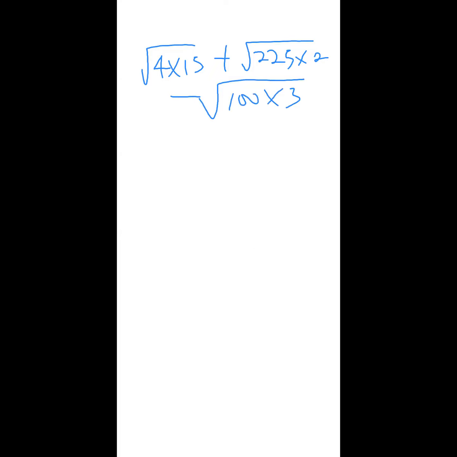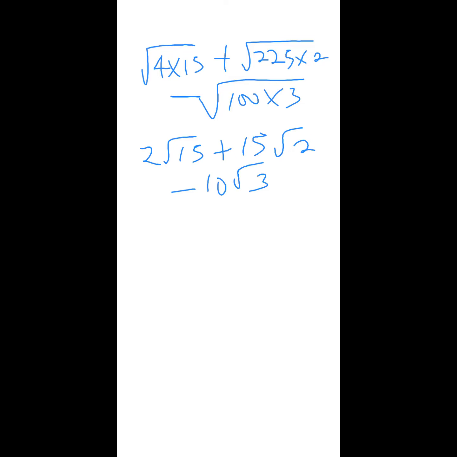So let's move on. This one will now give us square root of 4 times 15 plus square root of 225 times 2 minus square root of 100 times 3. Okay, so we know what to do here. Square root of 4 is 2, so I can do 2 root 15 plus square root of 225 is 15, 15 root 2, then minus 10 root 3.